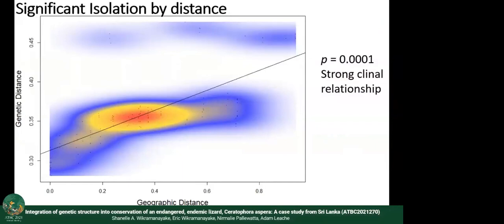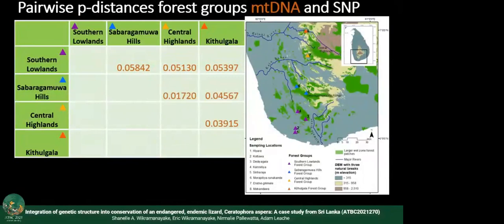We also tested for isolation by distance and found a significant signal for isolation by distance and a strong clinal relationship. We also calculated pairwise P distances for a more refined look at these relationships. Here we have mitochondrial P distances between forest groups, and we see the highest P distance is between the Sabaragamo Hills and Southern Lowlands, and the lowest is between the Sabaragamo Hills and the Central Highlands.